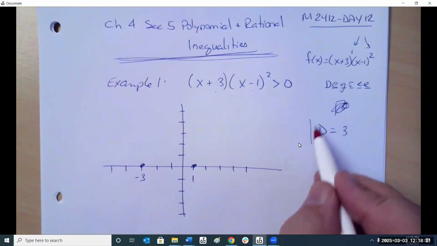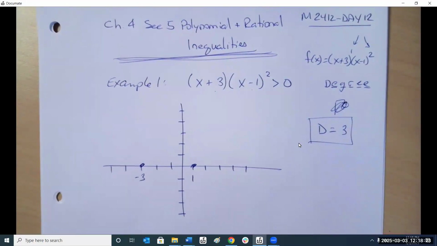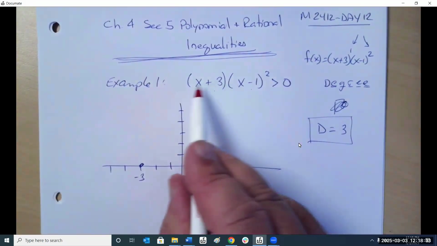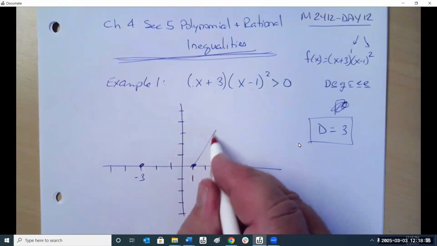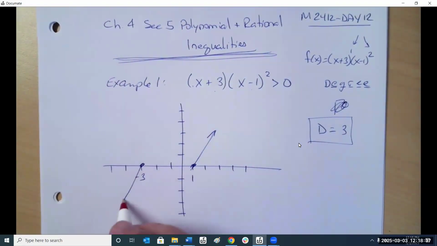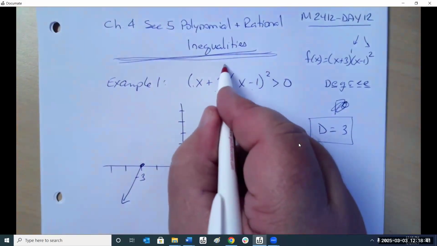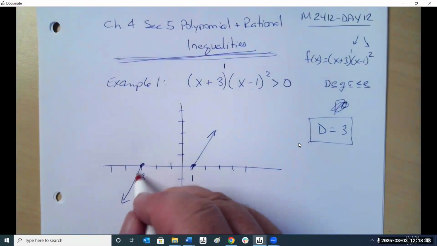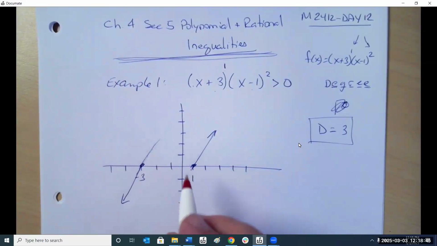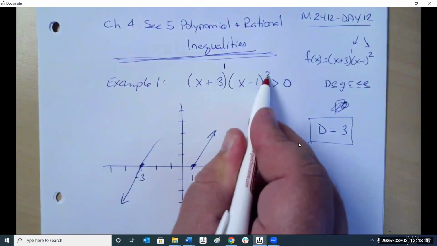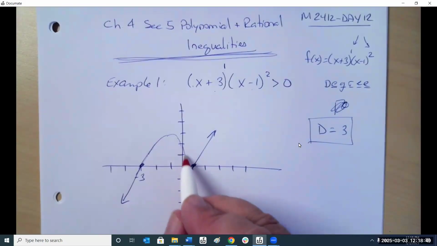So since it's a third degree equation, what does it look like? What's the end behavior? Opposite directions. Is it increasing or decreasing? Right, because all the x's are positive. So that means from this end it goes up, from this end it goes down. Since this is an odd degree, I cross it. Since this is an even one, I bounce.